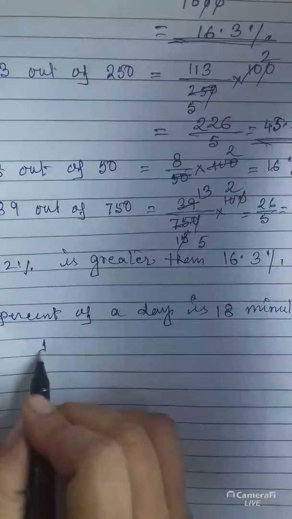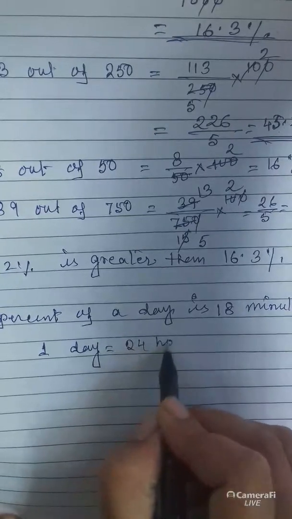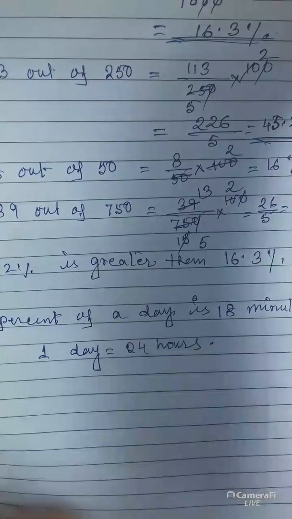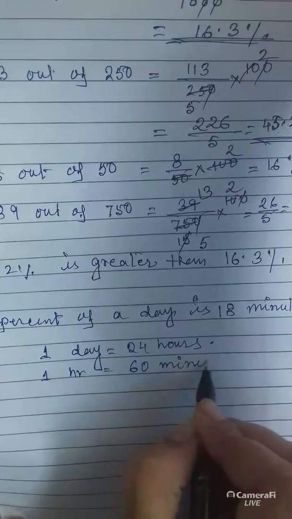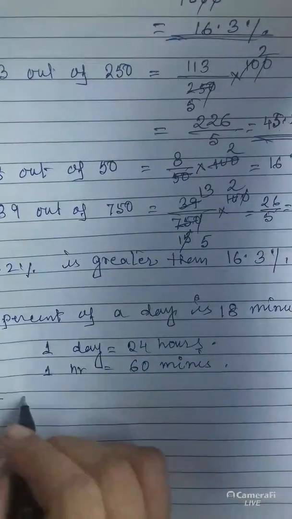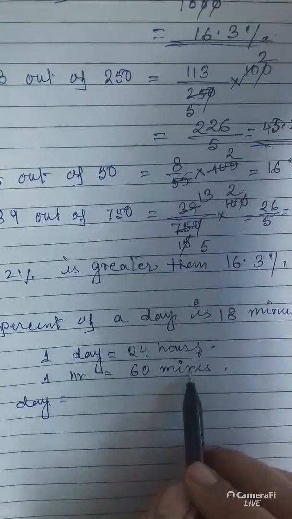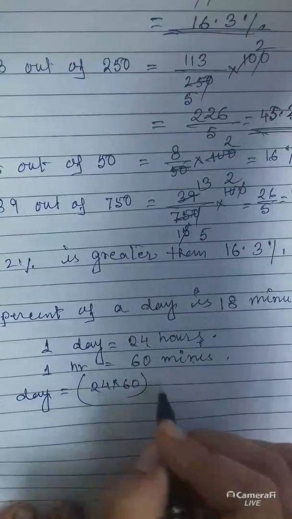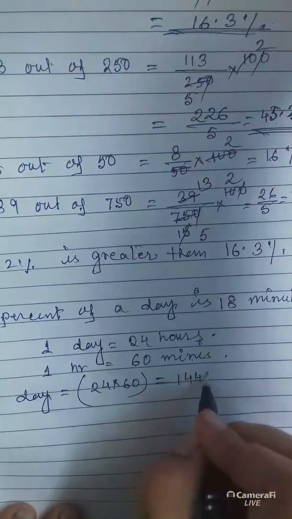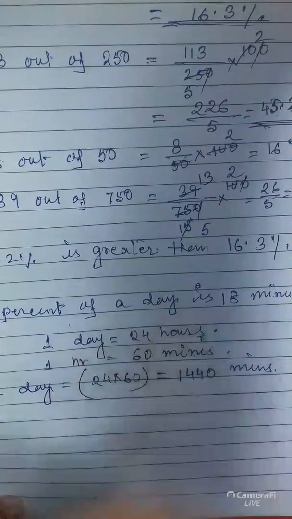We know that one day equal to 24 hours, and 1 hour equal to 60 minutes. Then 1 day equal to how many minutes? 24 into 60 means 1440 minutes.